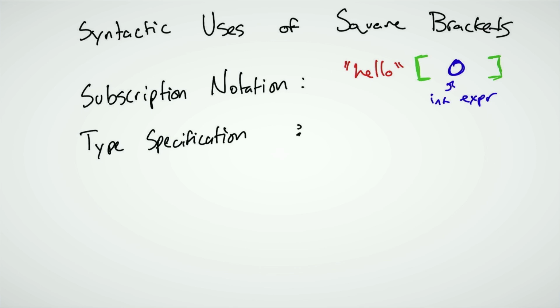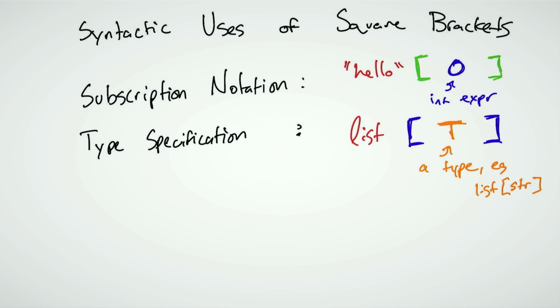And this is where we would have something such as list. And then I'm going to use square brackets here in dark blue to be something different. This is a different meaning of the square brackets. And then here we would have, say, T, where T is type. For example, list of str. Right, so we would have a list of strings.